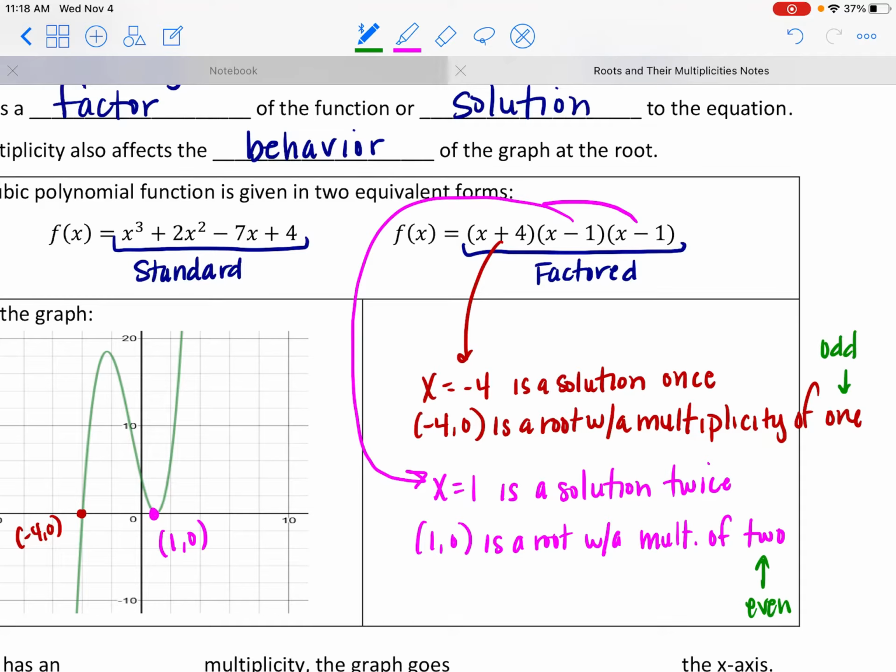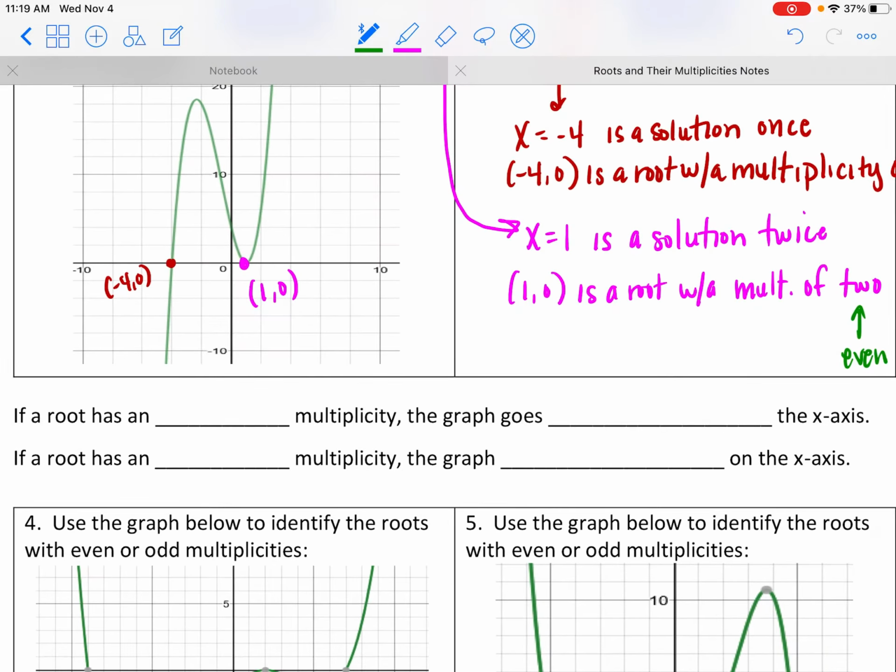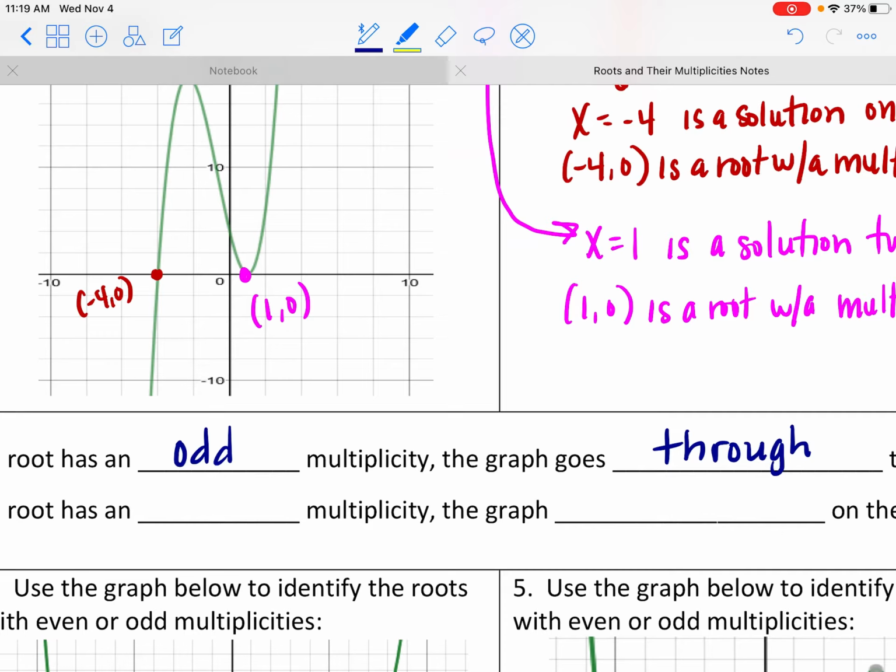And the evenness or oddness of our multiplicity dictates the behavior of the root on the graph. Let's go with odd first. If your root has an odd multiplicity, then the graph goes through the x-axis. If your root happens an odd number of times as a factor or as a solution, it will go through the x-axis. What does that look like? Before the root, the graph is positive and after the root it's negative, or vice versa. Your graph changes from positive to negative. You're below the x-axis, you hit the root, then you're above, or you're above, then you hit the root, then you're below, but you go through the x-axis.